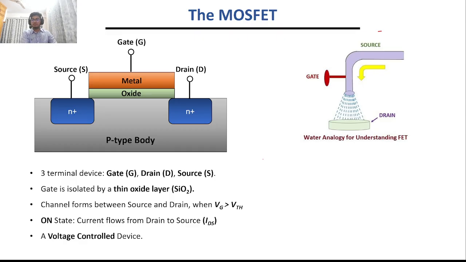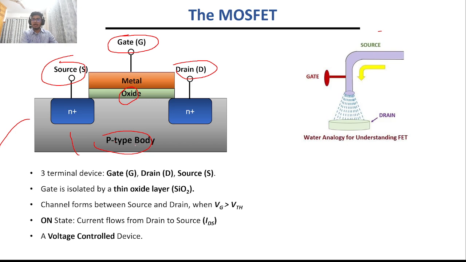So now let's move on to the structure. The MOSFET is a three-terminal device. So we have the source, we have the drain, and the gate, all built on a P-type substrate. The source and drain are N-wells that are doped into the P-type body. We also have a thin oxide layer that separates the gate from the body.